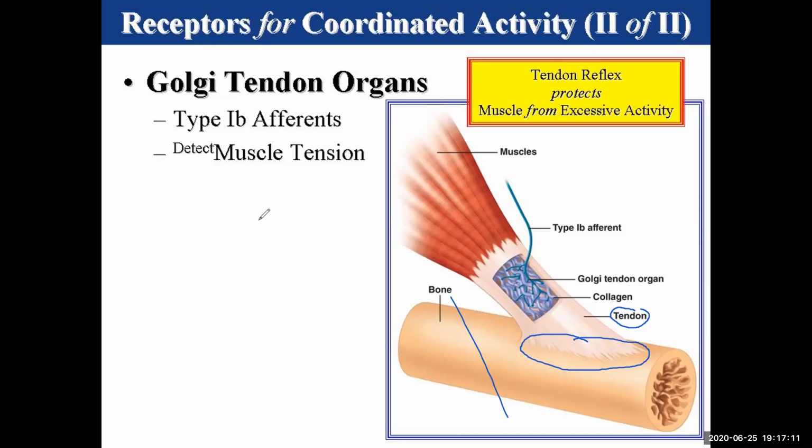Oftentimes it's the insertion because the origin doesn't move. And we learn that from anatomy. So when the muscle contracts, the origin remains stationary. The bone that moves is the bone that resides at the insertion. So when the muscle inserts into a bone, it will move that bone. But when the muscle originates on a bone, the bone that the muscle originates on remains stationary.